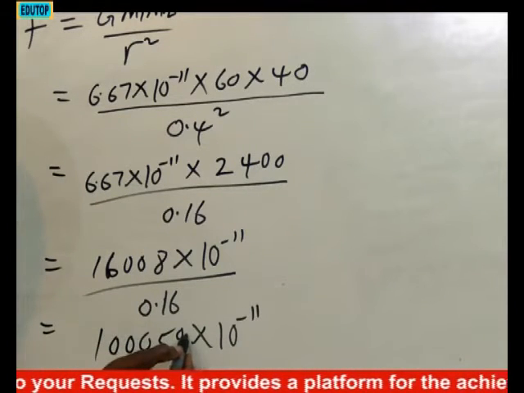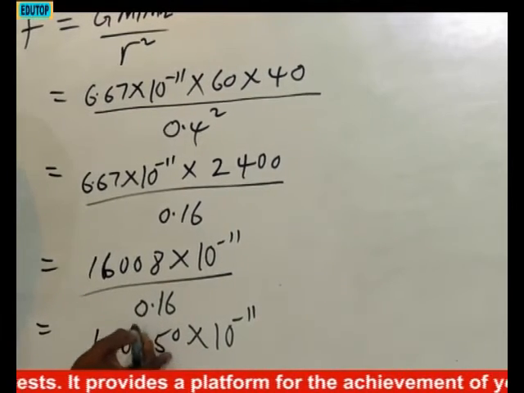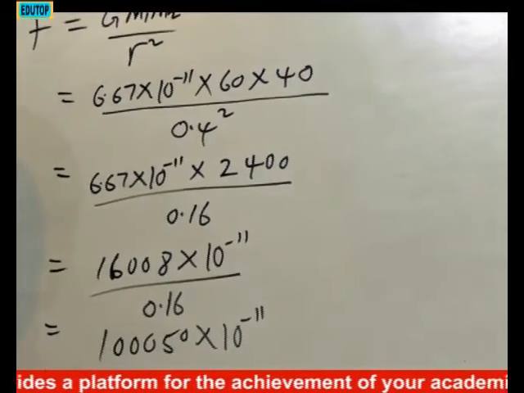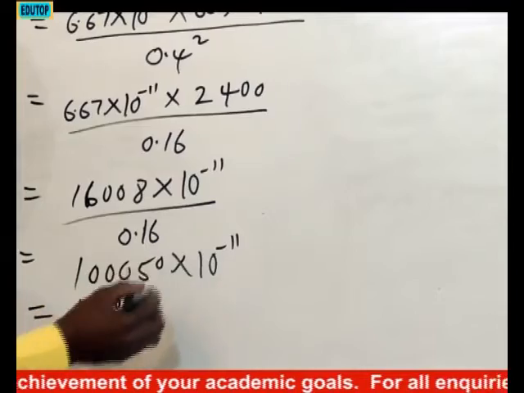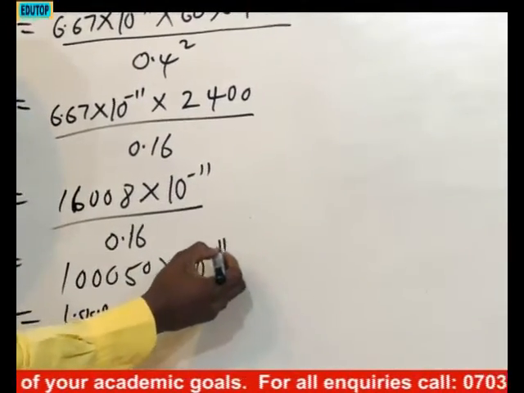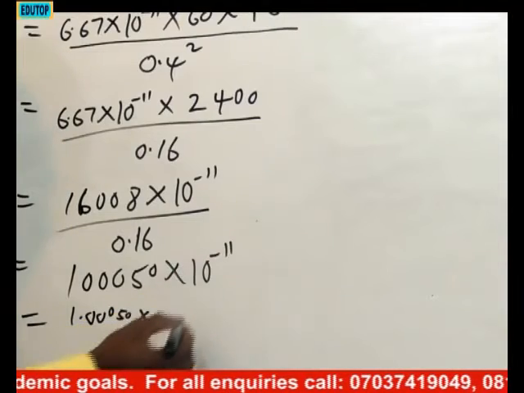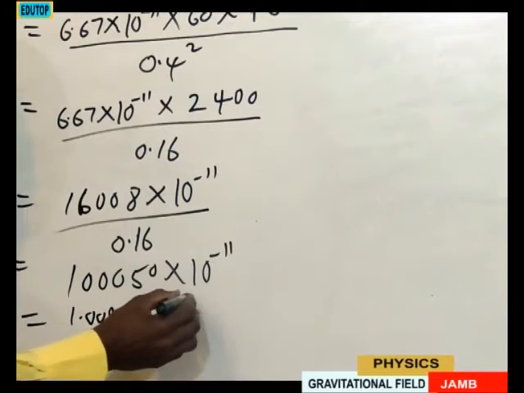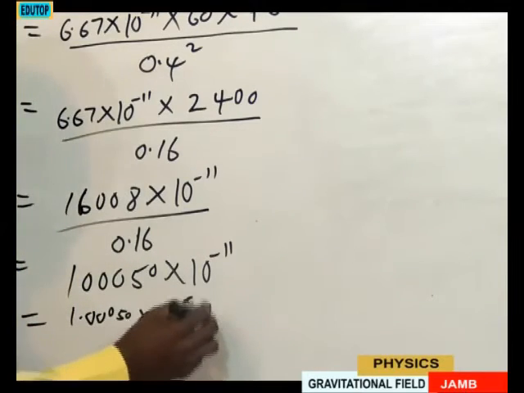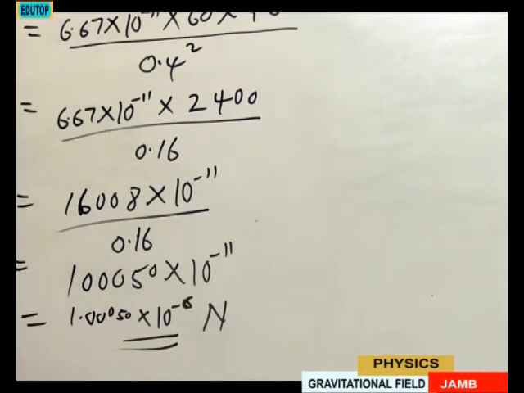Let's shift this value to the back: 1, 2, 3, 4, 5. We have 1.00050 times 10, this one is minus 11 plus 5. We are going to have times 10 raised to the power minus 6. Then we are looking for force, in Newton, and that's the value. But it can be 1.00; you may not even write the whole value, but you can also write the whole value. It can be 1.00 times 10 raised to the power minus 6. It is still correct.